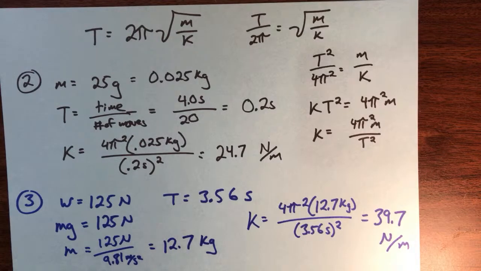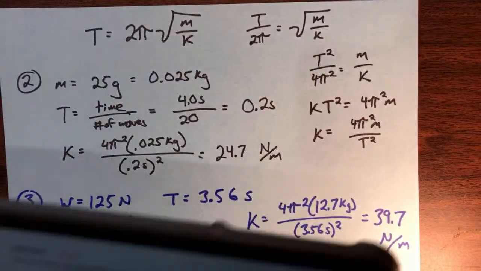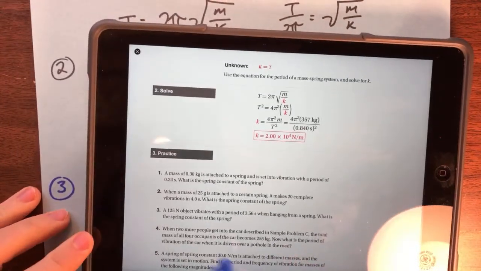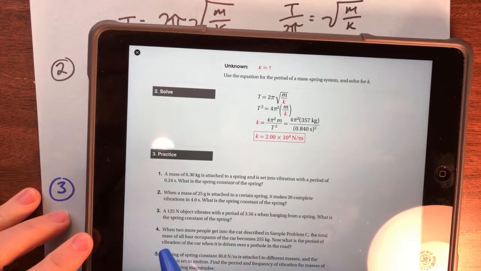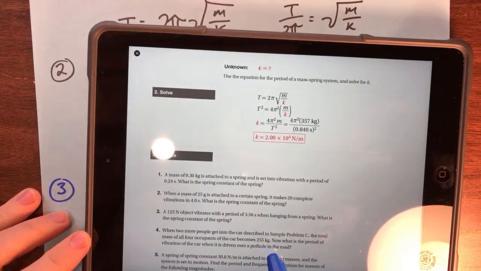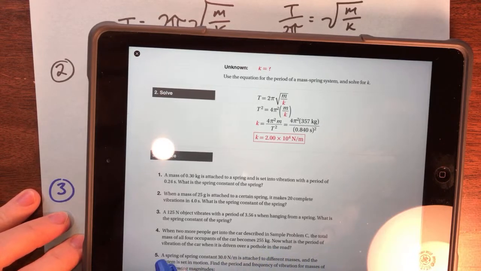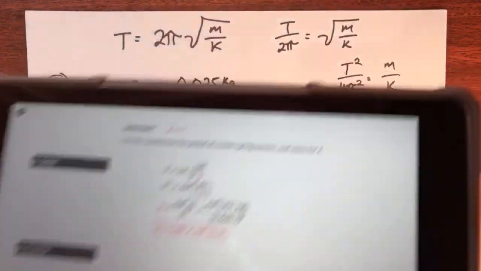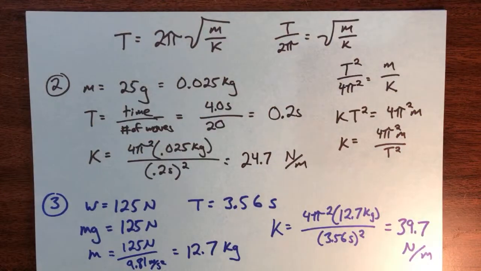Basically, this sample is asking us now, rather than solving for the spring constant, right? So we have 2 more people get into the car, described in sample problem C. So the total mass of all 4 occupants of the car becomes 255. So now what we're doing is we're changing the mass, and we haven't changed the car, we haven't changed the springs, so now it's going to change the period of the vibration of the car, and so we want to do that. All right, so let's go ahead and do that, see what happens when we just add a few more people.